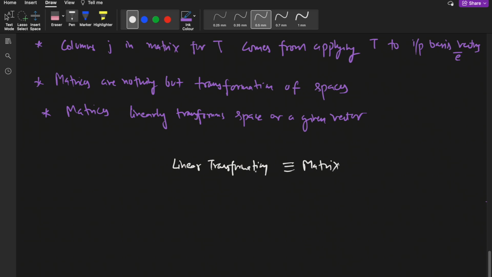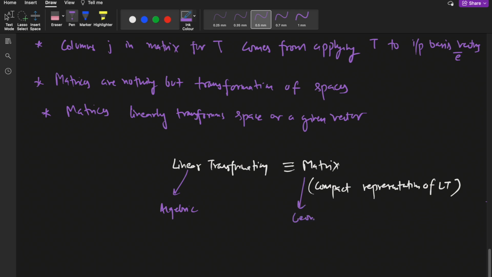I mean, linear transformation also transforms the space linearly. It has the same property. Matrices also transform the space linearly. They have the same linearity property. Right? So it's the compact representation of the linear transformation, and this is algebraic, and this is geometric, meaning visual. That's all the difference. Okay, so that's all.